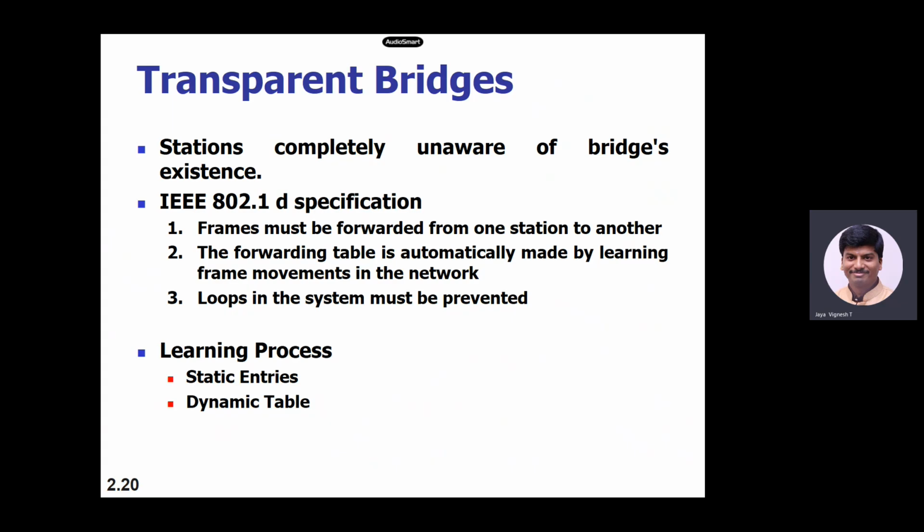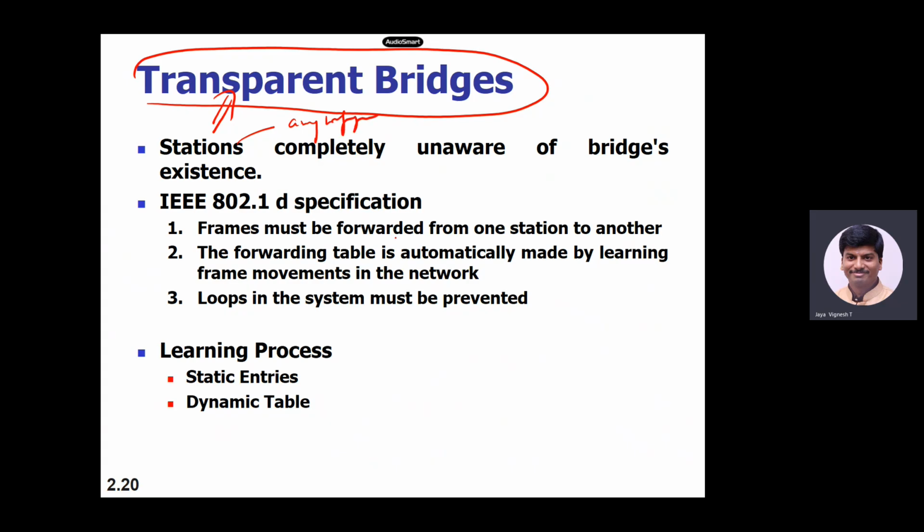Having said that, we'll now focus on the first type of bridge, the transparent bridge, and try to understand how this table is populated dynamically and some algorithms related to that. Why did the word transparent come in? The end systems or stations which are connected to the bridge are completely unaware that they are connected to the bridge, because the end station does not need to do any configuration. What configuration do I need to do to connect to that bridge? All that is unnecessary, right?